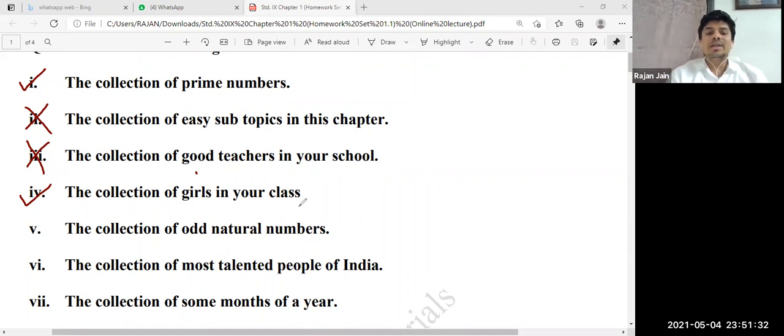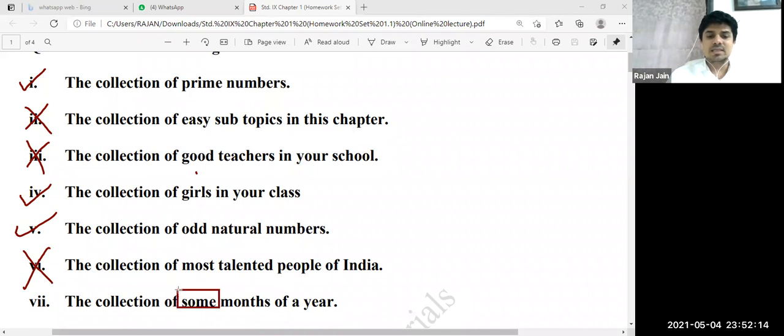Then, collection of odd natural numbers. Odd natural numbers is a specific definition and remains the same for everyone. Hence, we say a collection of odd numbers is a set. Then, collection of most talented people of India. Now, when I talk about most talented people, ये जो term है ना most talented, the conclusion will vary from person to person because it is not a specific definition. Talented people, the conclusion varies from person to person. Hence, we say that this collection is not a set. Next one, collection of some months of a year.